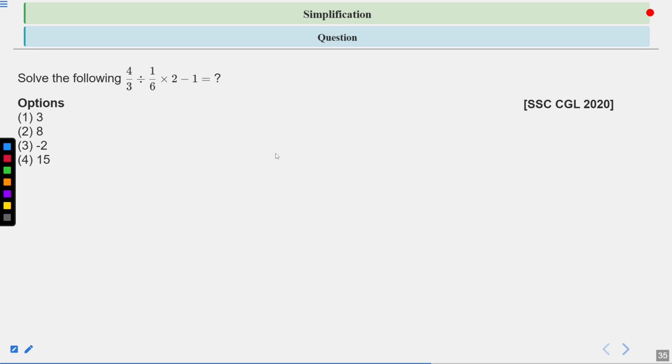Solve the following expression: 4 by 3 dividing by 1 by 6 multiplying by 2 minus 1 equals question mark. This question was asked in SSC CGL 2020. There are 4 options. First one is 3, second is 8, third one is minus 2 and fourth one is 15. Now you have 10 seconds to analyze the question. Your time starts now.